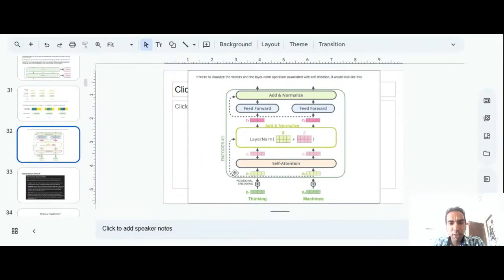So if you see this one, this is a block diagram of an encoder, and there are n such encoding layers in a transformer. Then there is a decoder part, and therefore there are n such decoding layers in the transformer. So what is the function of an encoder?